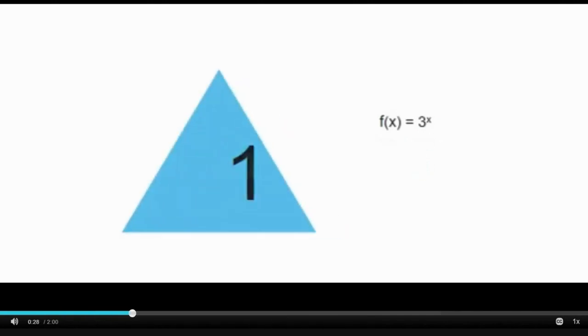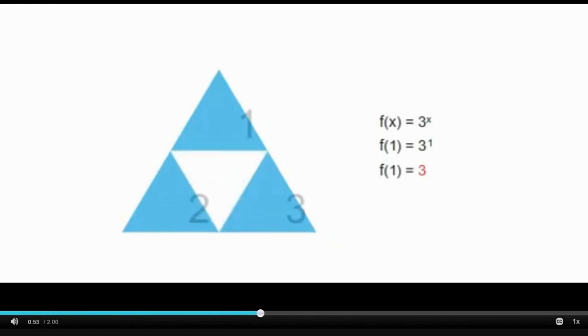The exponential function is f of x equals 3 to the x. At stage 0, when x equals 0, the function equals 1, indicating there is only one solid triangle. This is how the fractal begins. At stage 1, f of x has a value of 3. This means that the first time a triangle is removed from the center, there are 3 triangles left.